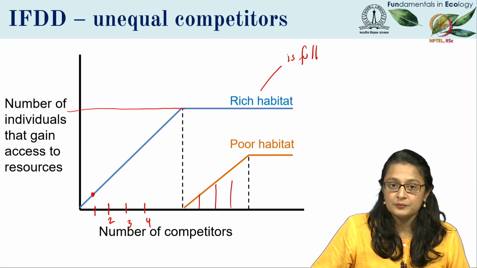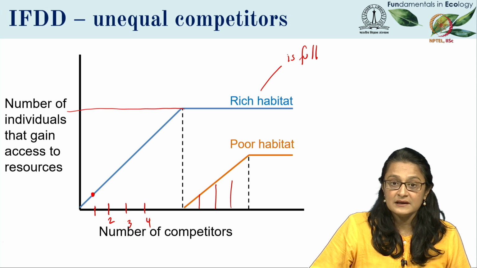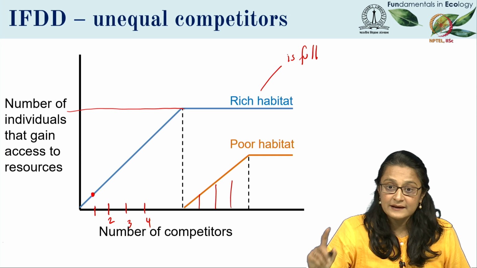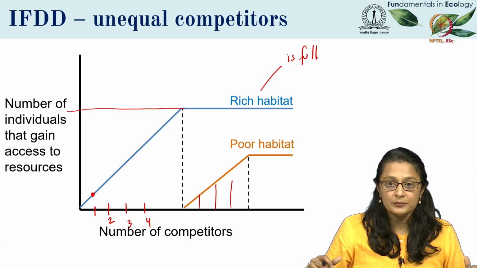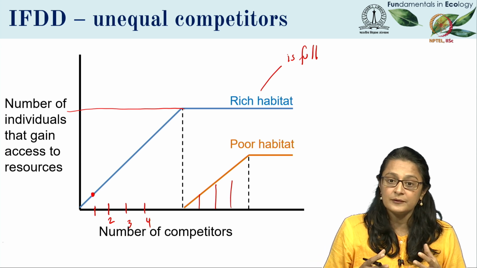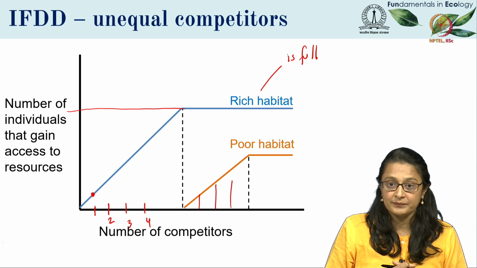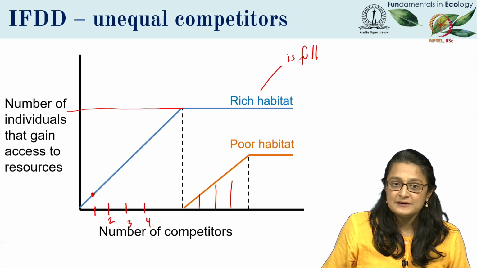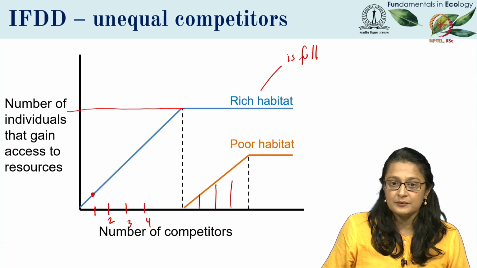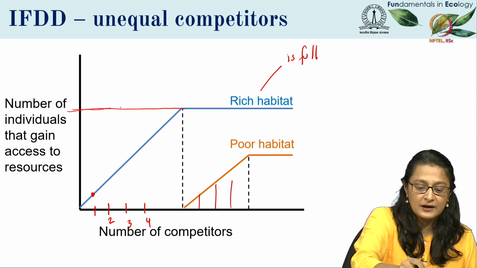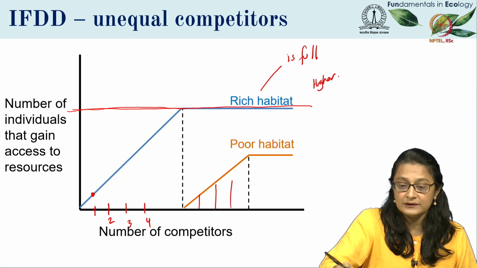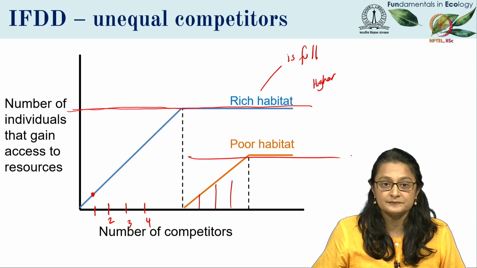Unlike ideal free distribution, IFD, with equal competitors, we predicted there that at equilibrium, everybody has the same energy over time, or energy over n, number of individuals. But with IFDD, which is unequal competitors, those in the rich habitat still get higher food gain than those in the poor.